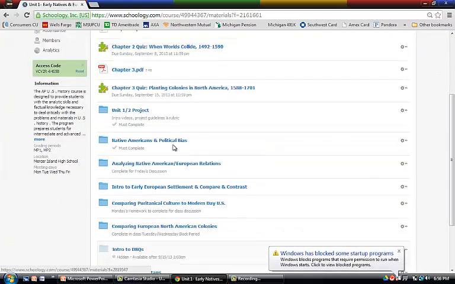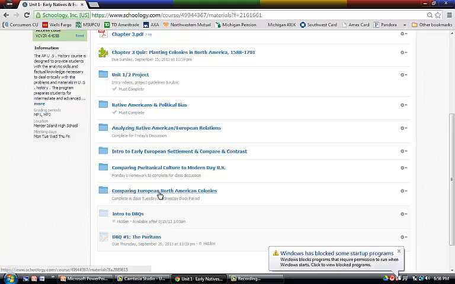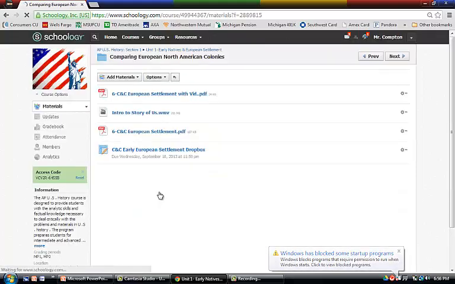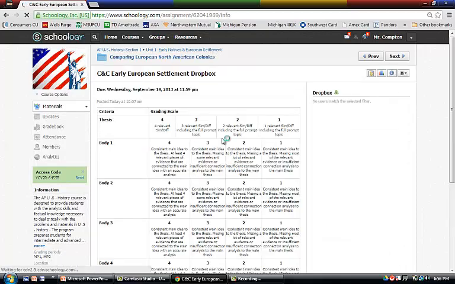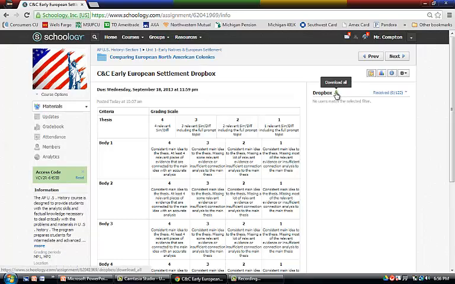Then you scroll on down to comparing European North American colonies. In this case, they're largely British. And right here is the drop box. You click that, and then over to the right hand side, where it says submit, this is the teacher point of view, you need to click that and then go find the document and then upload that.